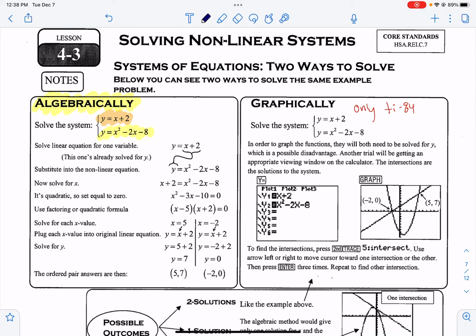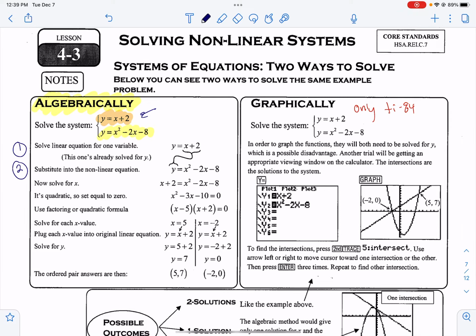So the steps that you go through: I have a system of equations, y equals x plus 2 and y equals x squared minus 2x minus 8. The first step is this one right here. It says to solve the linear equation. That means solve the one without an x squared for one variable. A lot of times that's already done. Like in this example, it's already y equals x plus 2. So we don't have to solve it. It's already solved for y.